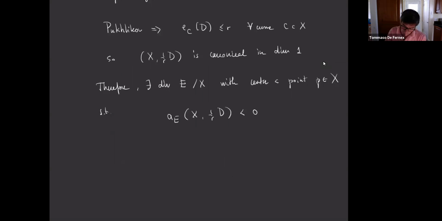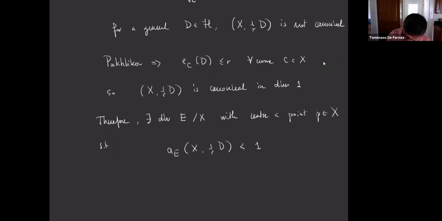The condition on the log discrepancy being less than 1 is another way of saying that the pair is not canonical. But the fact that the center is at a point P is forced by the fact that the pair is canonical in dimension 1. It's canonical away from a finite set.